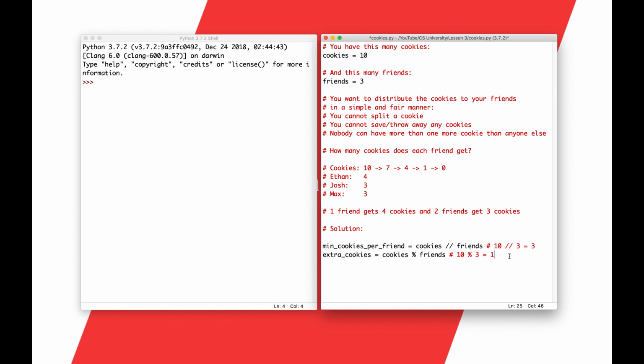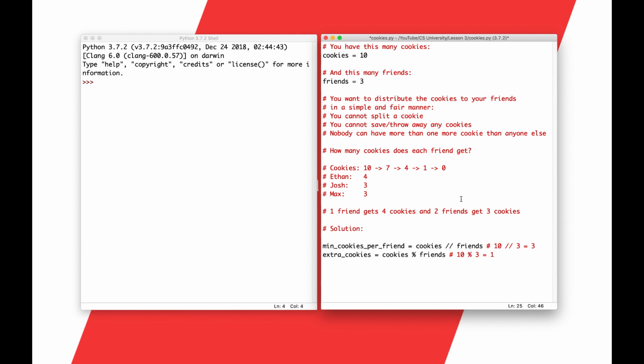If you don't believe me, you can put that into a calculator, but that's pretty straightforward. So 10 mod 3 is 1. This is the number of extra cookies. And that's exactly what we said. After we divide them all up evenly, everyone will get 3, and there will be 1 cookie left over, right? So I think that makes sense. I think that should be pretty clear. But we've figured out the minimum number of cookies for each friend. We figured out the number of extra cookies. So now we need to figure out, how do we split up these extra cookies?